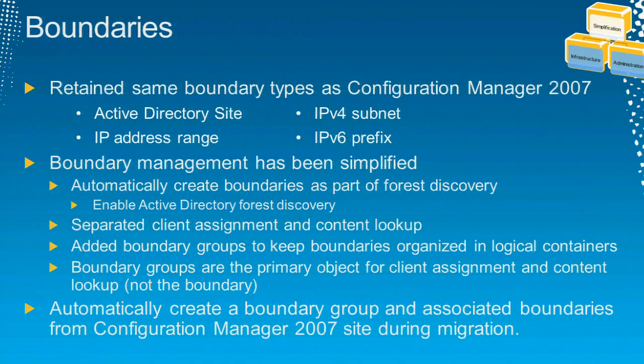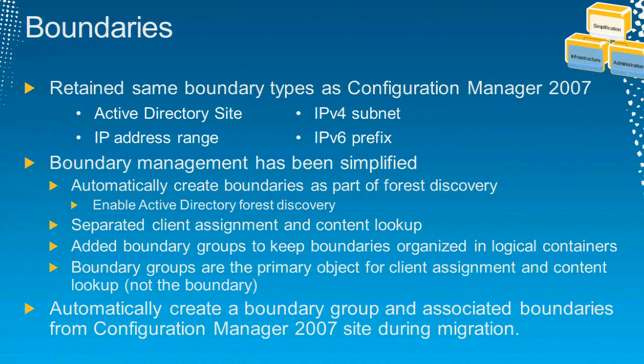So boundaries, talked about that a little bit. Same 4 types of boundaries we have today: IP subnets, IP address ranges, IPv6, and Active Directory sites. We support the same type of boundaries in the 2012 product. You can have boundaries created automatically as part of AD Forest discoveries we talked about, or you can manually create them. We've separated them for client assignment and content lookup. We do not support overlapping boundaries for site assignment, just like we don't today in the product, and we never have had support for it.